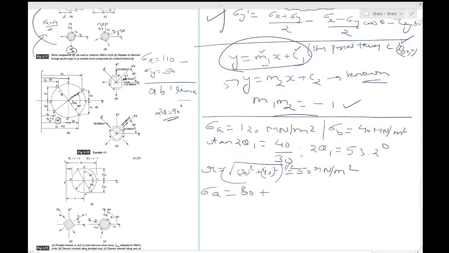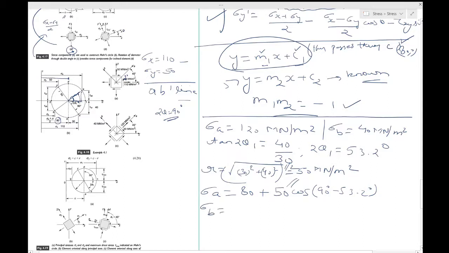Okay, that is 50 cos of 90 degrees minus 53.2 degrees. So essentially you are looking for this angle, 90 minus 53.2 degrees. That will be this R, which was 50. R was 50, and cos of this angle gives the projection over here. So you get this distance. That gives you sigma A.